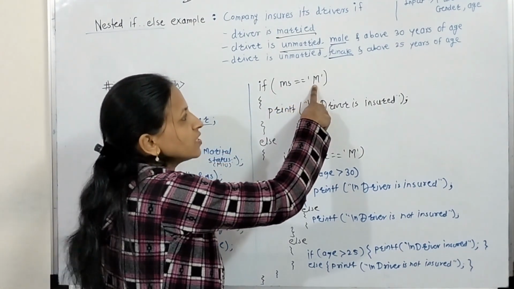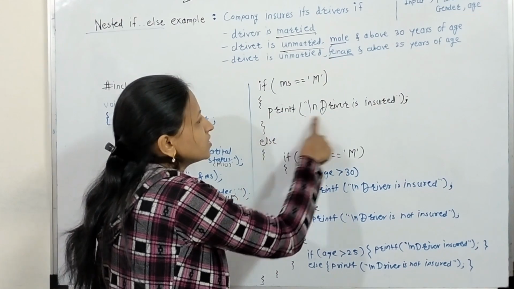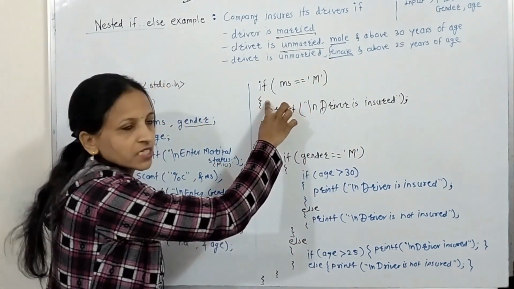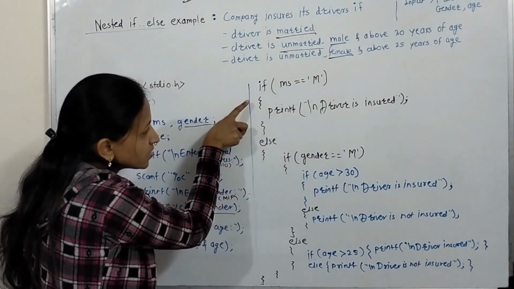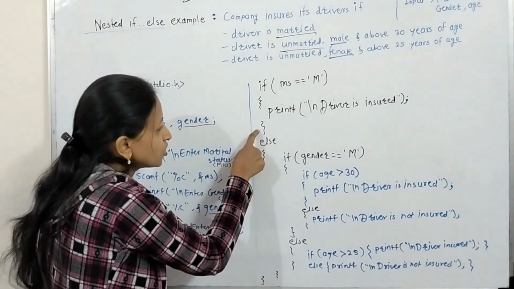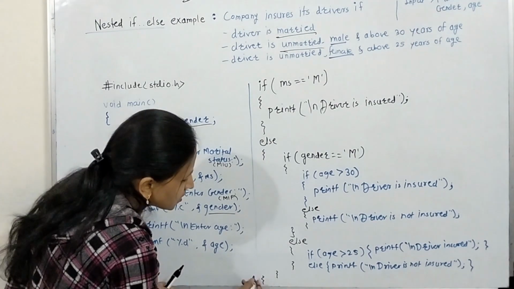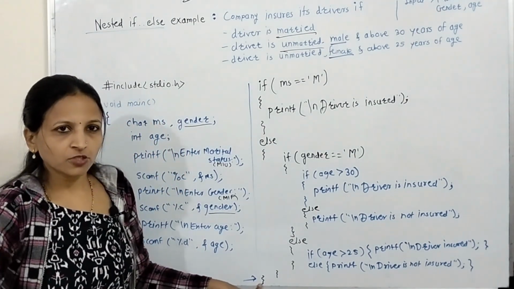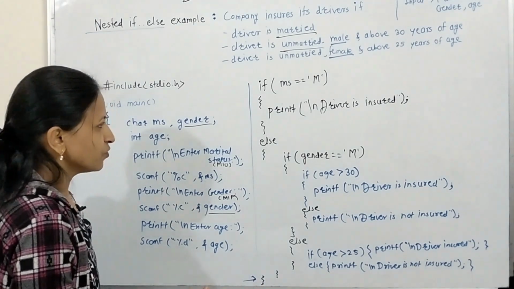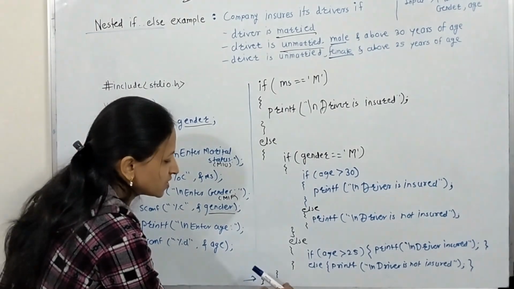Again, if the driver is married, then automatically this statement will get executed, whatever is written inside this if block, like driver is insured. If this statement gets executed, then control will be directly shifted here. This is the end of the program, directly shifted here, because after that there is no need to do anything. And if you are using Turbo C, then we will write here getch and stop.